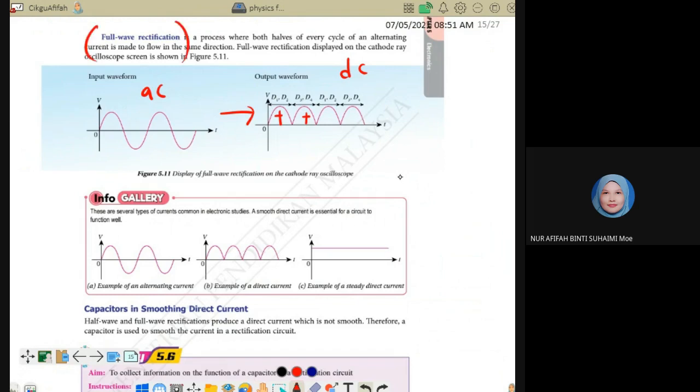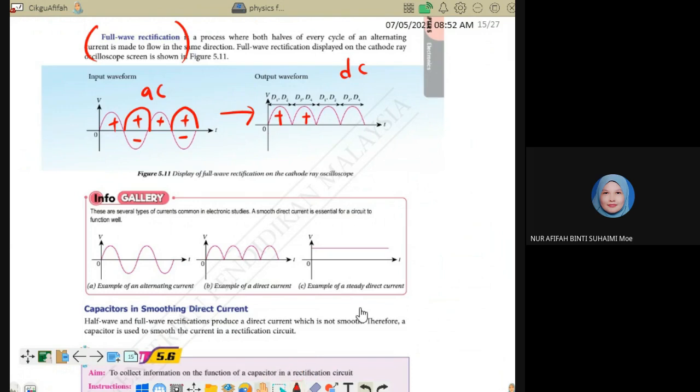Okay. That use both half of every cycle. Okay. So in same direction. All positive. Okay. Because we use 4 diode, we can change the current flow. The voltage flow. Okay, boleh. Ini sama macam saya explain tadi lah. From A to B, B to A, to B, B to A. Okay. So yang negatif tadi kita dah tukar jadi positif. Okay, semua dah jadi positif.